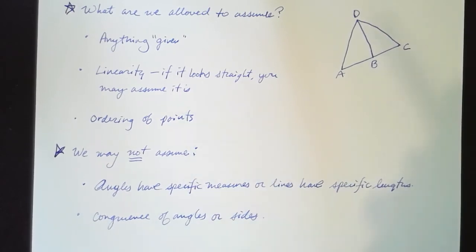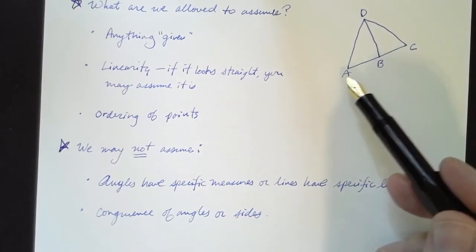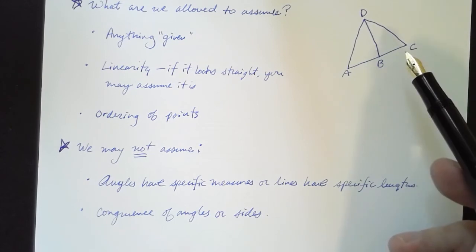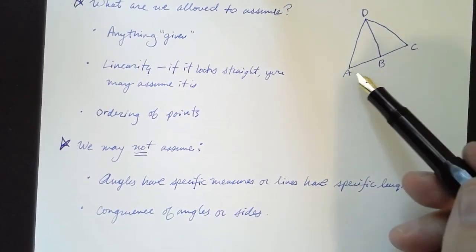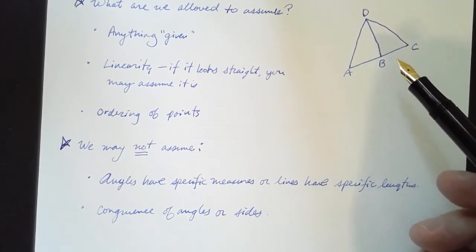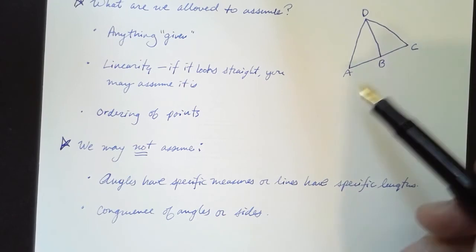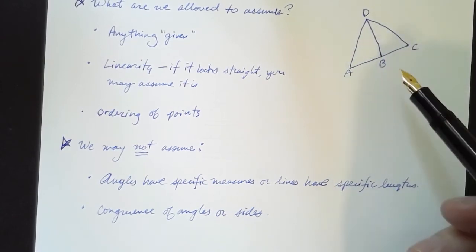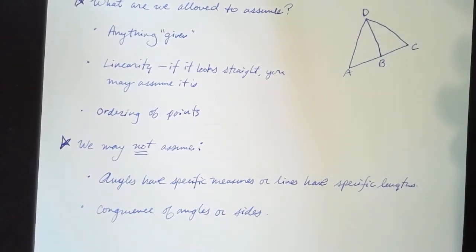Second thing you're allowed to assume is linearity. If something looks straight in the picture, you can assume it's a straight line. You don't have to be told A, B, C are all on the line. It would get extraordinarily tedious to have to say in every single proof, this is a straight line, this is a straight line, this is a straight line. If it looks like I'm intending it to be straight, you may assume that it's straight. I'm not going to deceive you by saying, oh, it's almost straight, but it wasn't. No, not doing anything ridiculous like that.